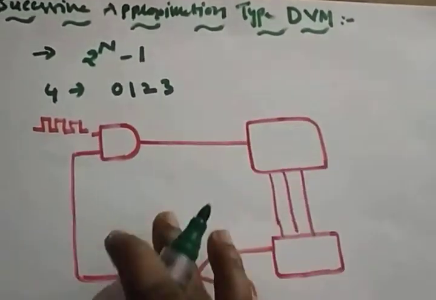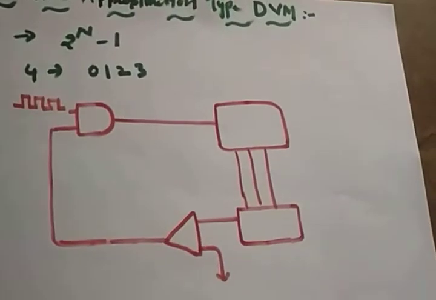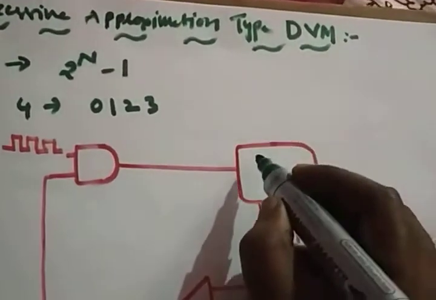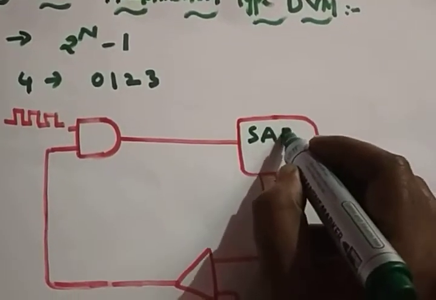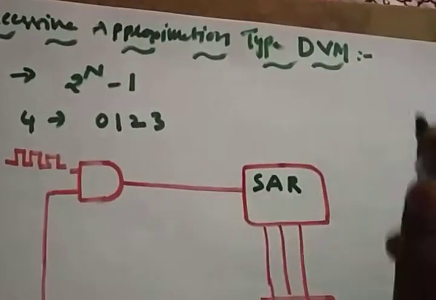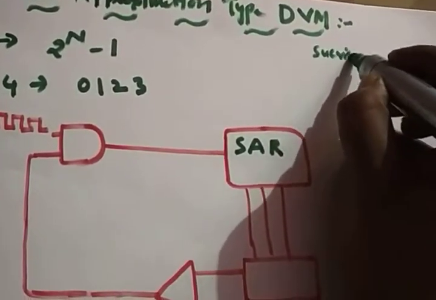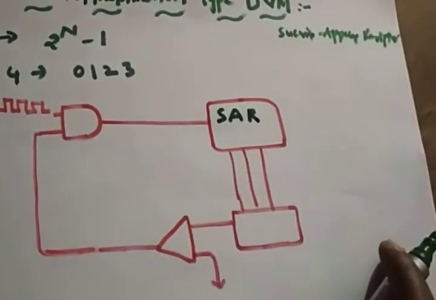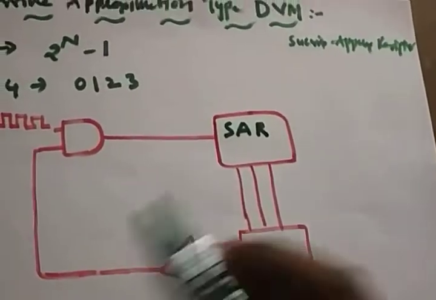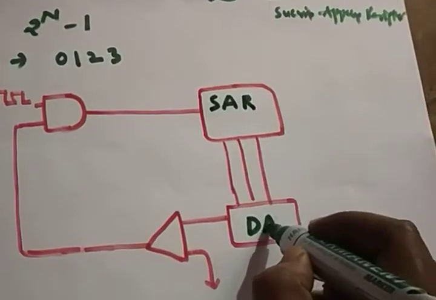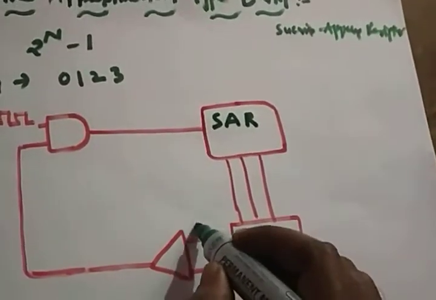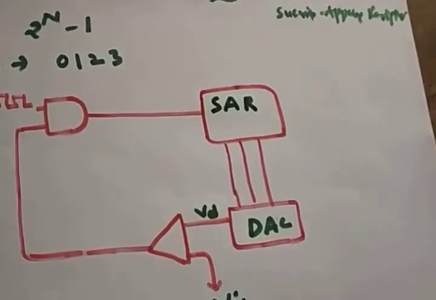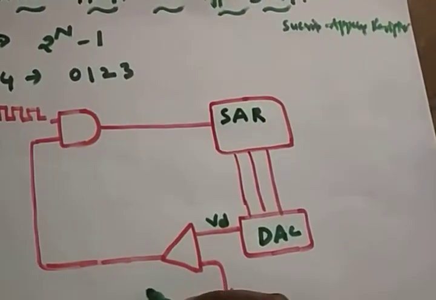Now in a counter type digital voltmeter, we are using an n-bit counter. But in the successive approximation type, we have a successive approximation register. So SAR means successive approximation register. Whatever digital output goes to the digital to analog converter, the output of the DAC is called VD, and the comparator will check it against whatever input you are giving here.